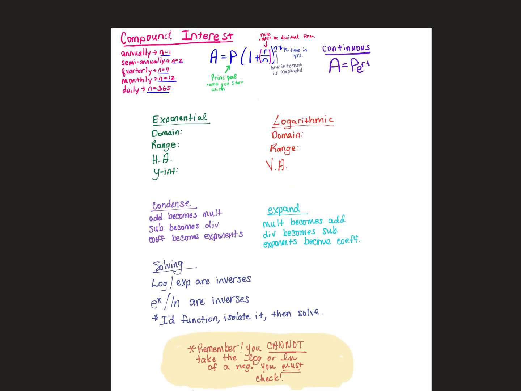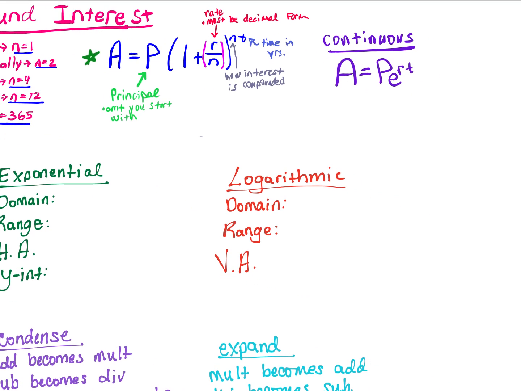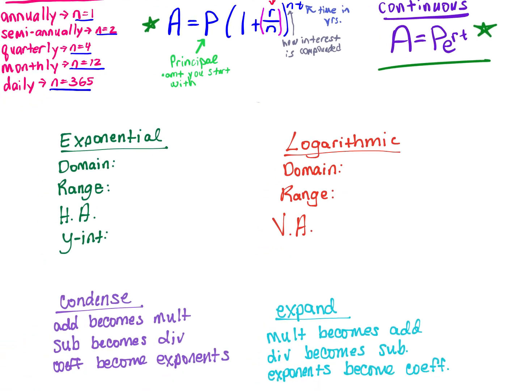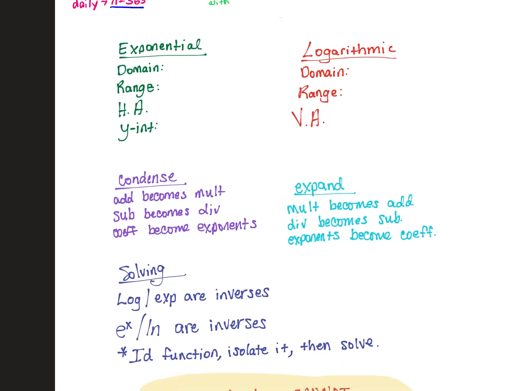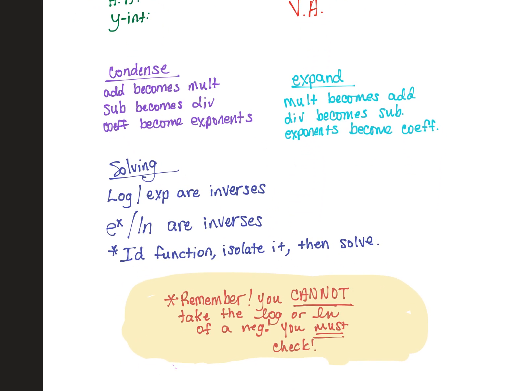All right, so for the test, make sure you know everything from the quiz. So you need to know your compounded interest, and when it's compounded continuously, you have a different formula. So just make sure you know your formulas. Know the graphs for exponential and log functions, and then the new stuff was expanding and condensing and solving logs.